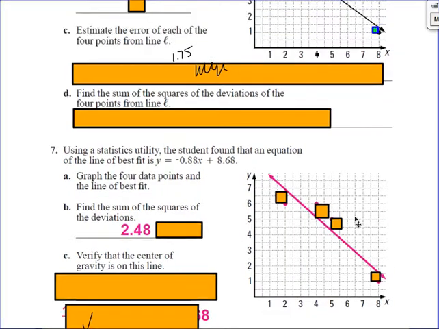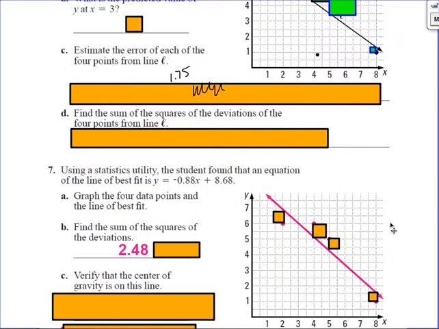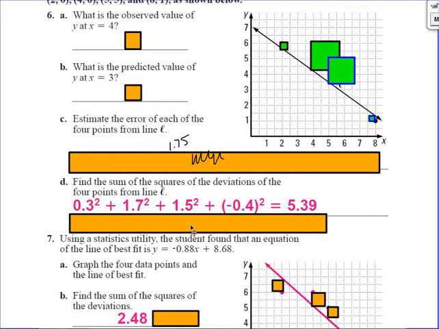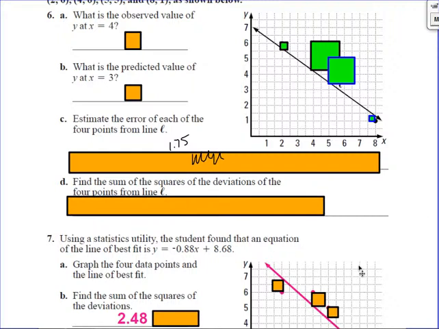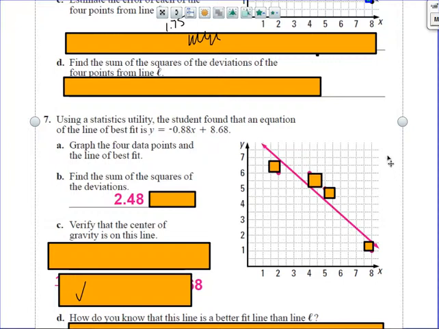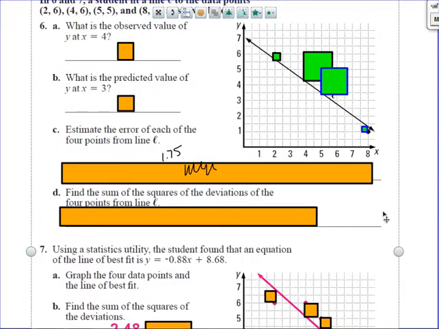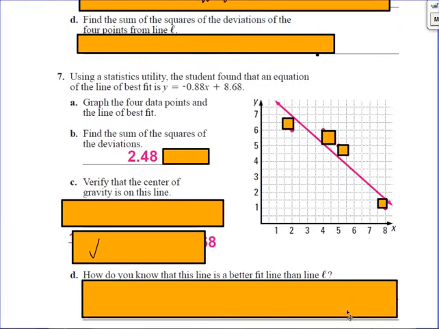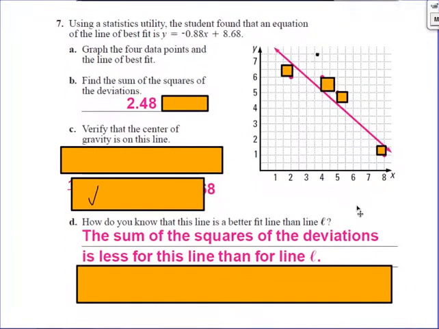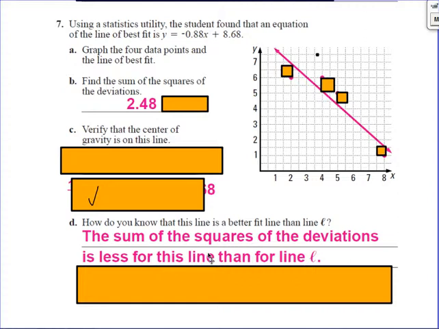So when I add those areas up, I got 2.48, and when I added these areas up, I got 5.39. So since the areas of these added up was less than the areas of these green squares, this is going to be a better model. Since the sum of the squares of the deviations is less than for line L, this is a better model. Okay, so that's going to do it for section 2.5.